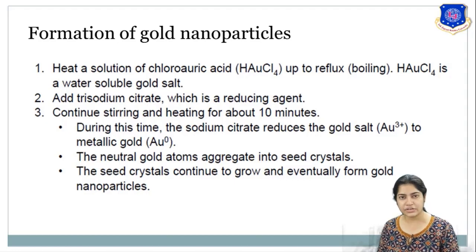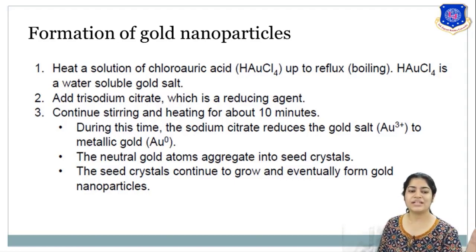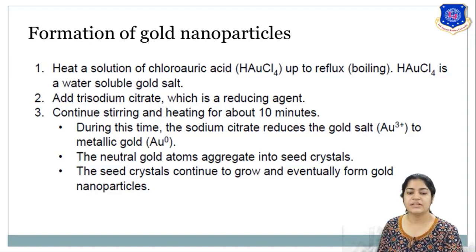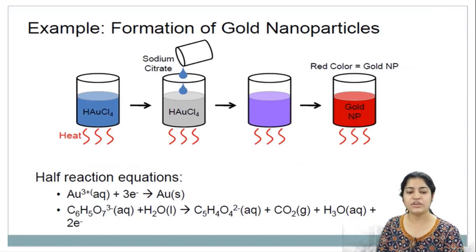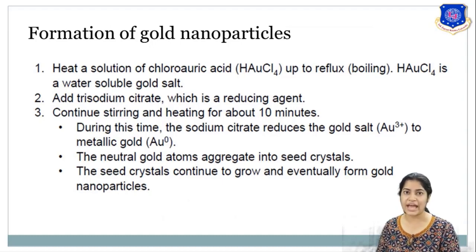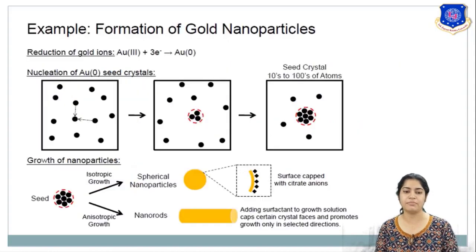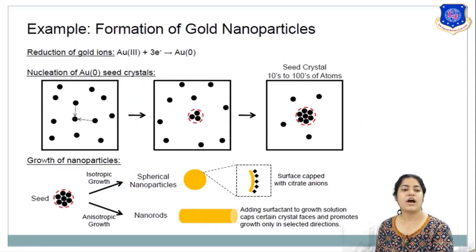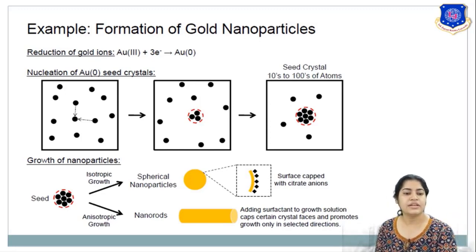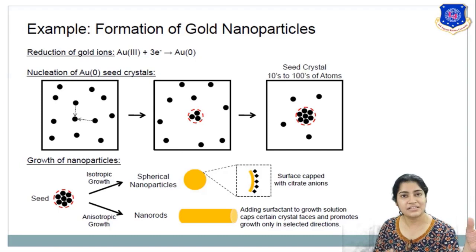Then you have to stir your solution for up to 10 minutes. Then you can see here the sodium citrate reduces the gold salt to metallic gold. Then these neutral gold atoms act as seed crystals, right? So you can see in the purple figure, your solid gold has been formed, and they act as the seed crystals. These seed crystals continue to grow and eventually gold nanoparticles are formed. So here you can see that on reduction of gold ions, you got gold atoms, solid gold. Now this solid gold acts as seed nuclei.